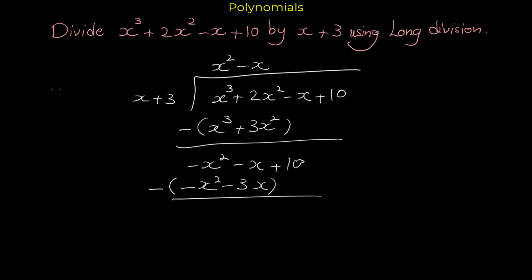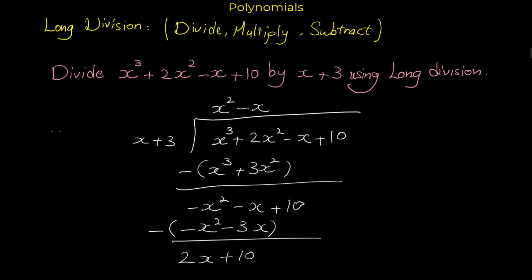Minus x2 plus x2 would be 0. Then we have minus x plus 3x. This minus multiplies by this. Minus x plus 3x is 2x. And because for 10 we don't have any corresponding term, we leave 10 here.